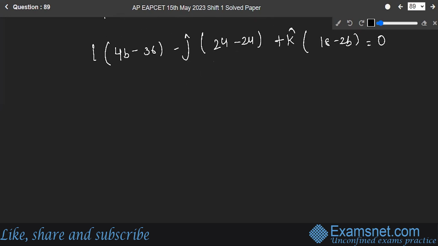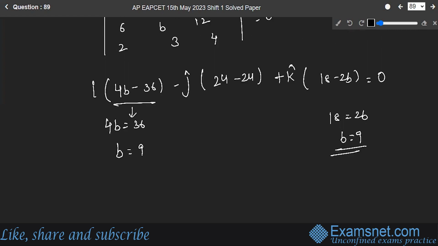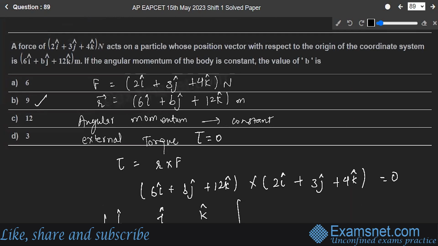That makes 4b equal to 36 from here, because 4b minus 36 is equal to 0. And from here you have 18 is equal to 2b. So from here you have b as 9, and from here also you have b equal to 9. Yes, I got b as 9. So let's check. You have option B as the right answer. Hope you understood this. Let's move to the next question.